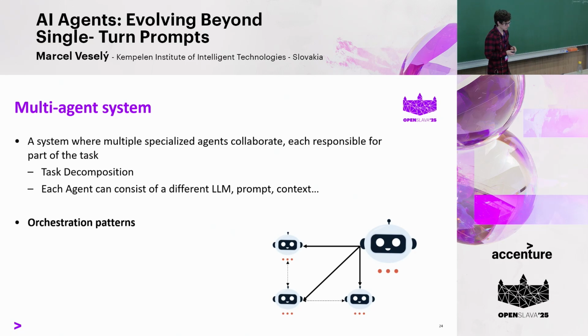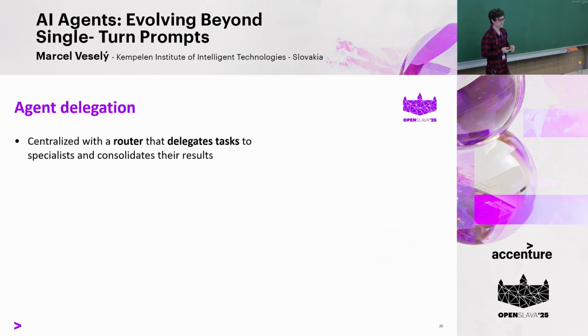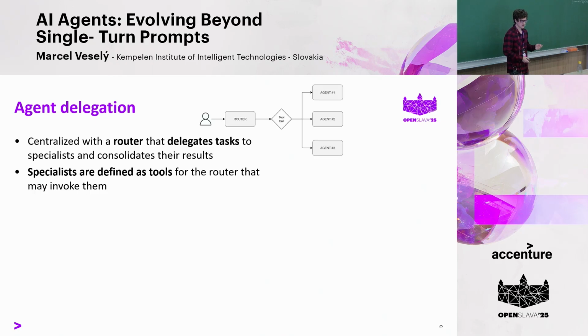And we wish to go over two orchestration patterns today. And that is agent delegation and agent handoff. Starting off with agent delegation, it is a centralized orchestration pattern with a router that delegates tasks to specialists and consolidates the results. And specialists are then defined as tools for the router that may invoke them.